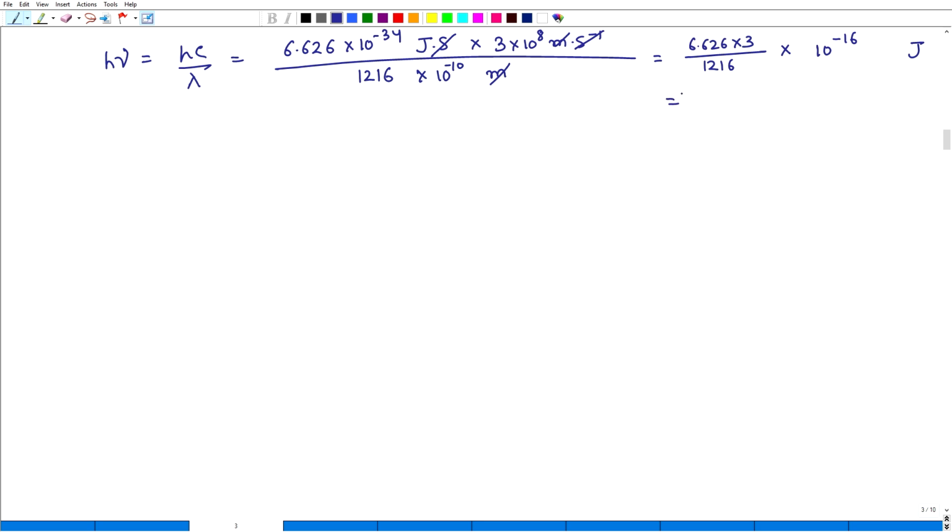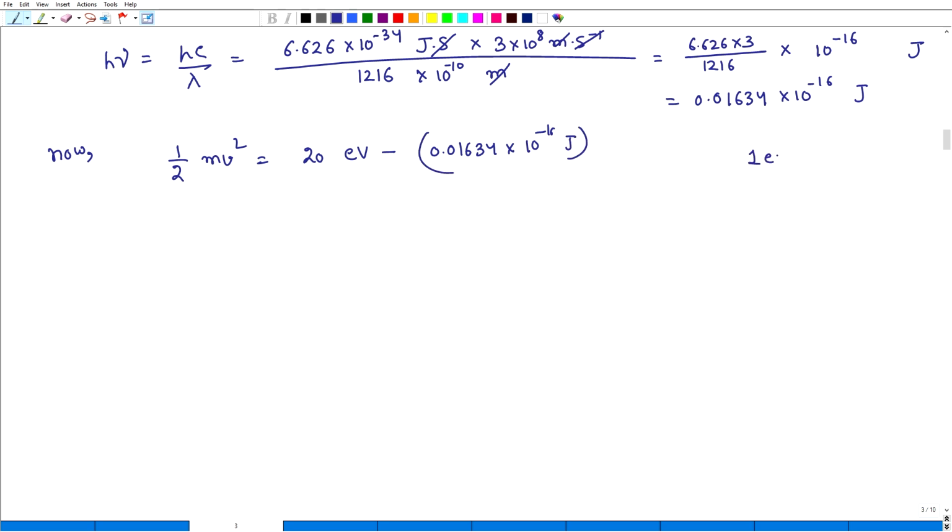So it's actually 6.626 into 3 divided by 1216. The value is 0.01634 into 10 to the power minus 16 joule. So this is the h nu. We can also shift the decimal point by changing the power of 10. So now half m v square we can write as 20 electron volt minus 0.01634 into 10 to the power minus 16 joule.